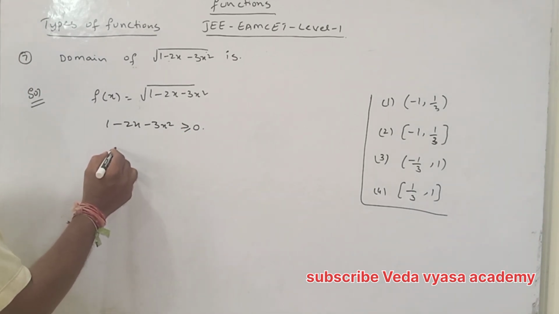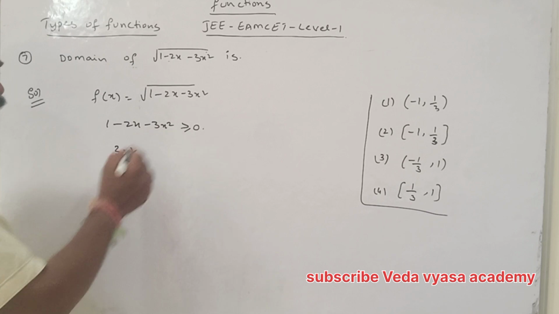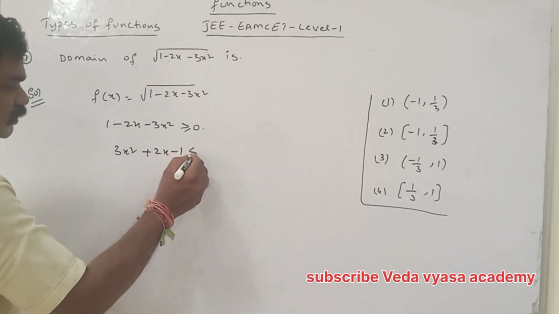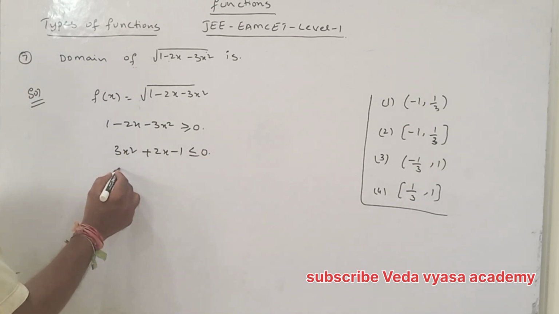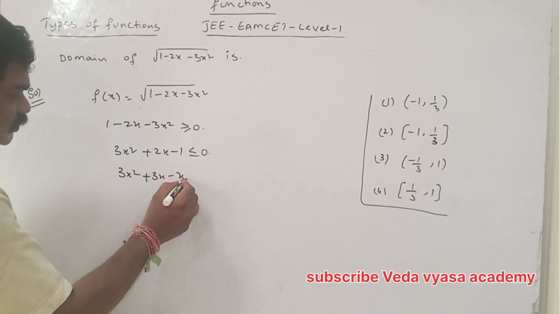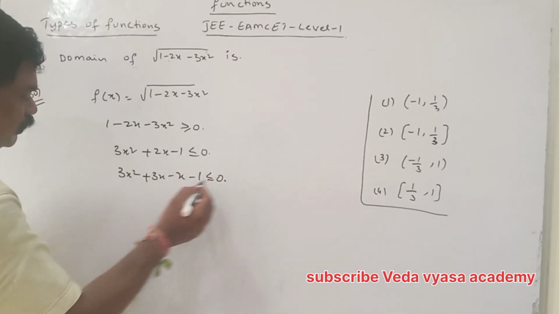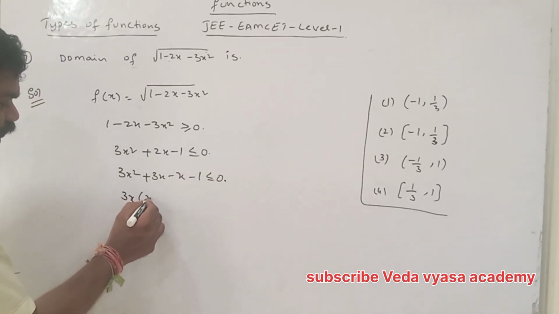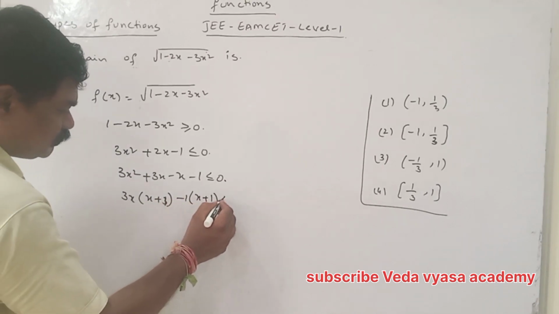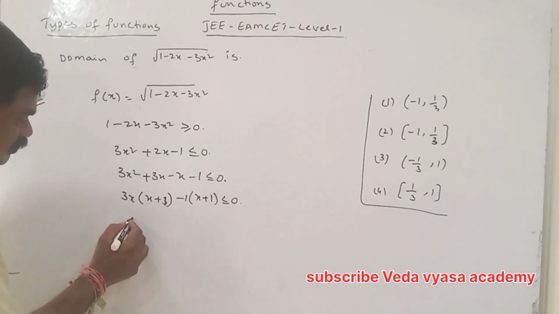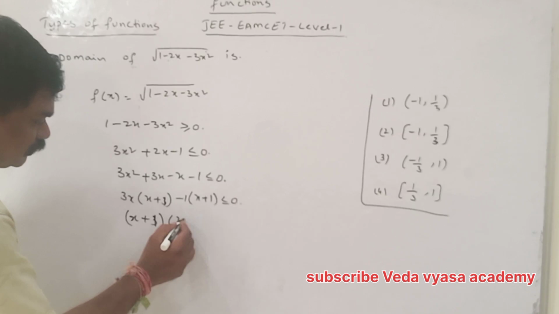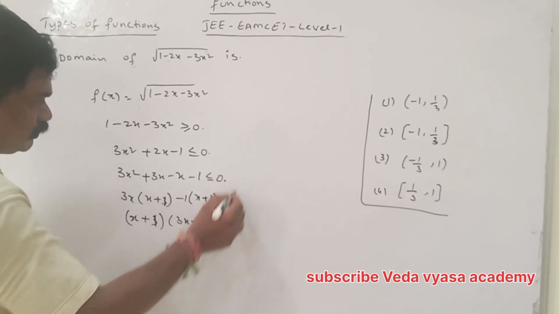Then here you can multiply both sides by minus, so 3x square plus 2x minus 1 is less than or equal to 0. That is 3x square plus 3x minus x minus 1 less than or equal to 0. This is 3x into x plus 1 minus 1 into x plus 1, less than or equal to 0. So x plus 1 into 3x minus 1 is less than or equal to 0.